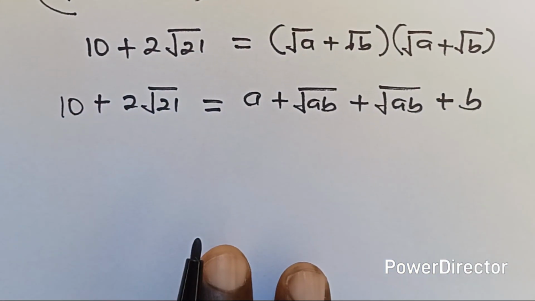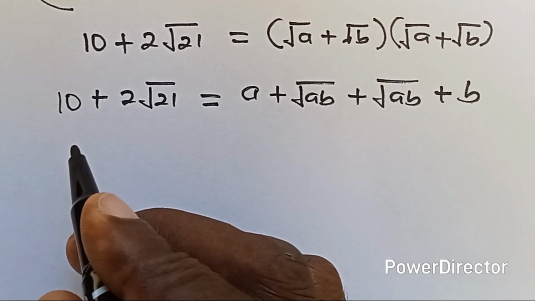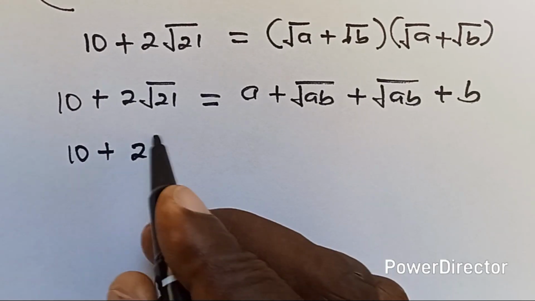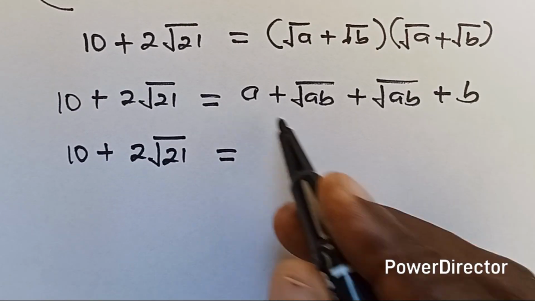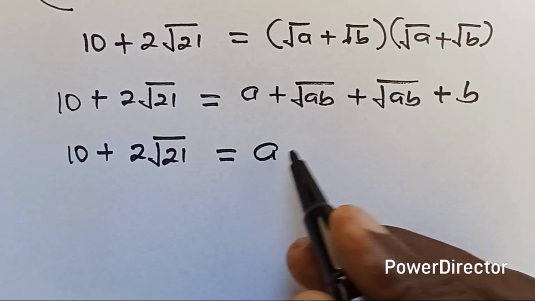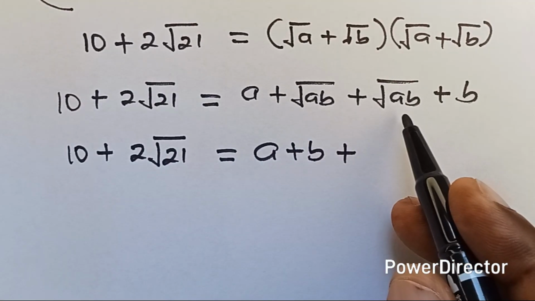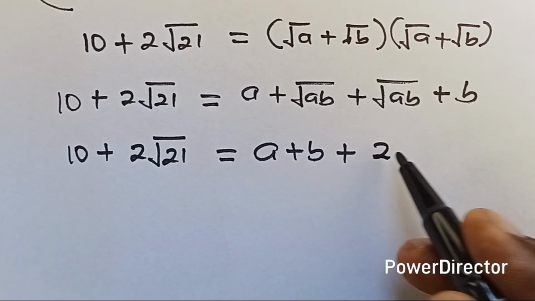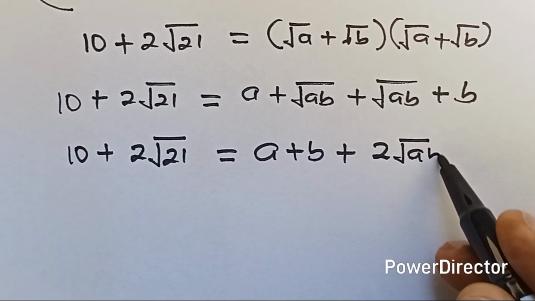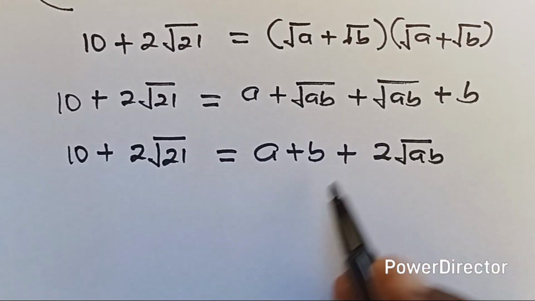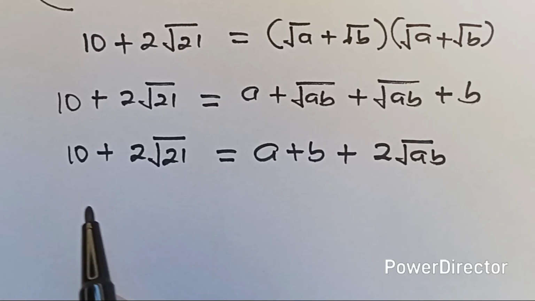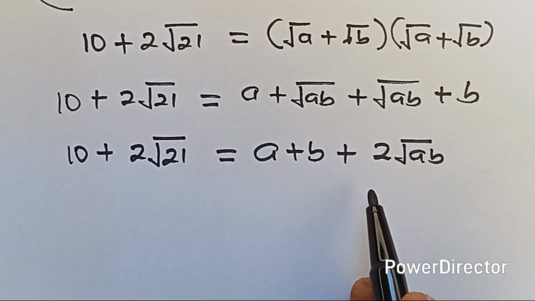Right, so now let's put a and b together. We have 10 plus 2 root 21 equals a plus b together. And then root ab plus root ab will give us 2 root ab. Okay, that is what this will give us. Now let's compare both sides. Let's compare these two sides of the equation.